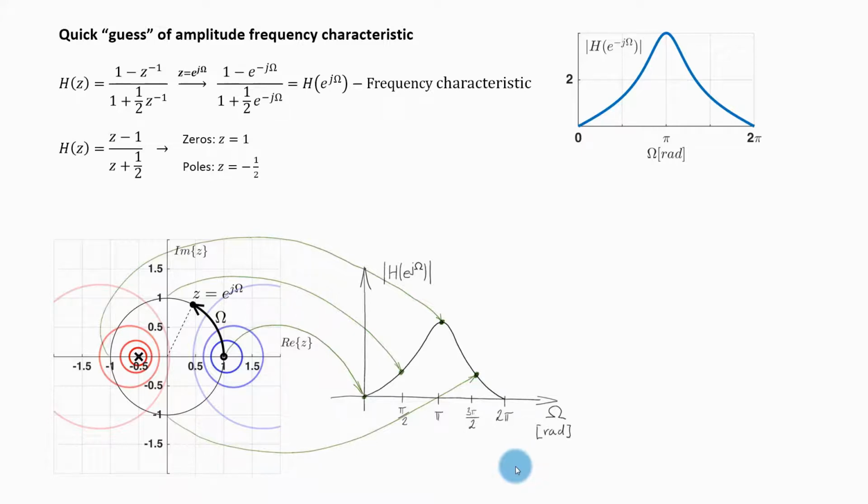So this is how you approximately sketch the amplitude frequency characteristic of a discrete system using the positions of zeros and poles in the z-plane. It is similar to what we did with the Laplace transform, but now instead of the imaginary axis, you need to trace the unit circle, and your normalized frequency is given by this angle.